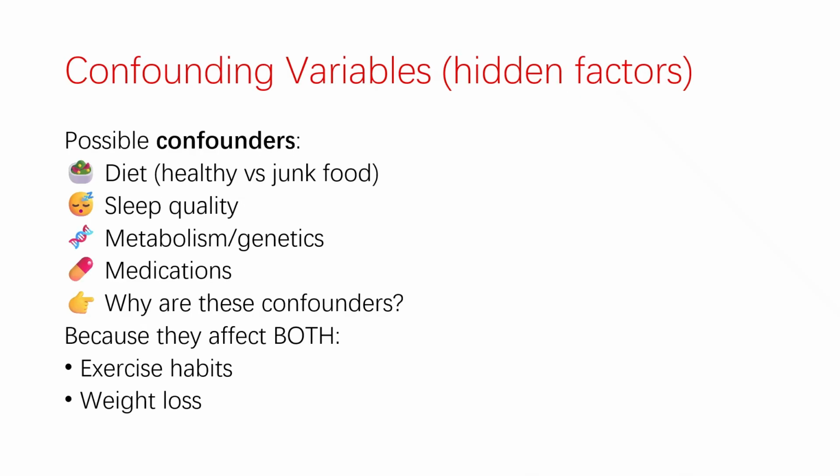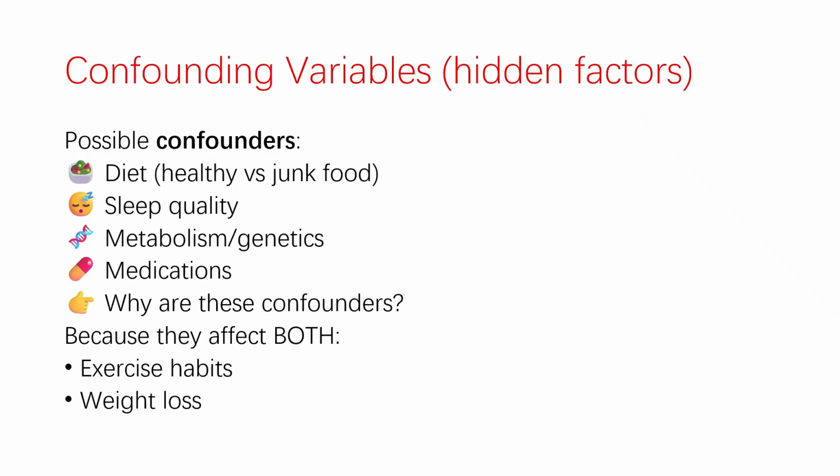Now, let's take a closer look at what might be influencing this relationship. There are several possible confounding variables we need to consider. For example, diet, whether someone eats healthy food or mostly junk food, can have a huge impact on weight loss. Sleep quality is another factor. People who sleep well often have better overall health and metabolism. Then there's genetics. Some people naturally burn calories faster than others. And even medications can affect how the body gains or loses weight.